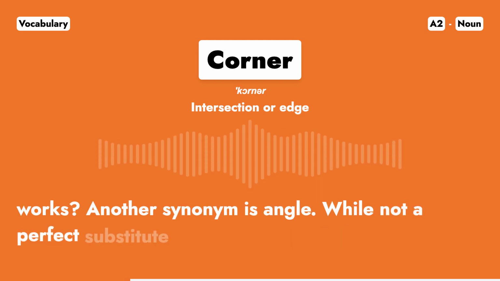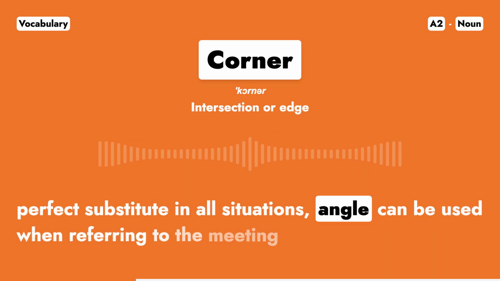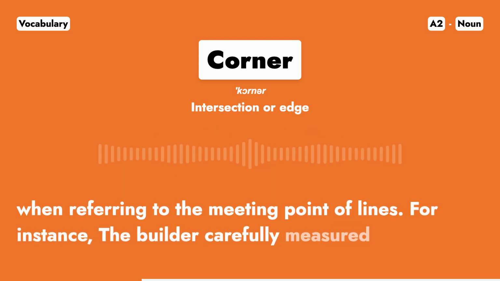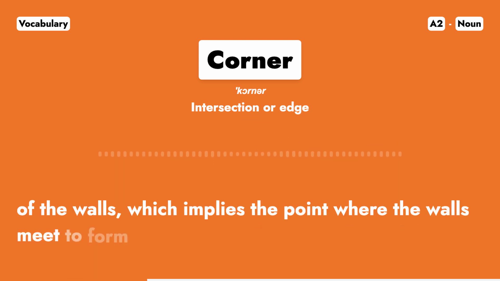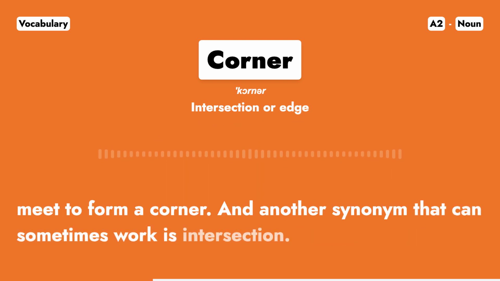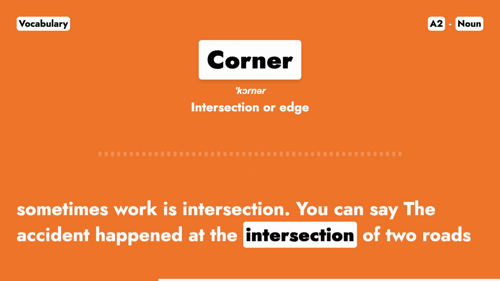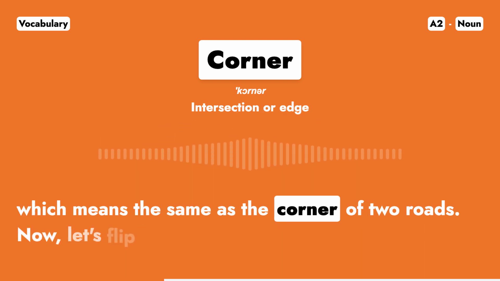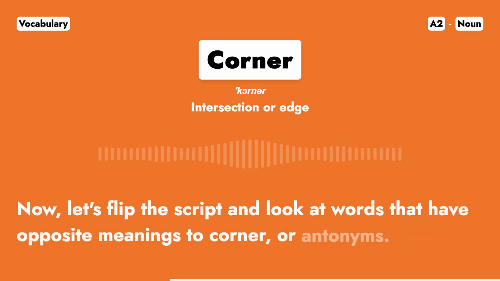Another synonym is angle. While not a perfect substitute in all situations, angle can be used when referring to the meeting point of lines. For instance, the builder carefully measured the angle of the walls, which implies the point where the walls meet to form a corner. And another synonym that can sometimes work is intersection. You can say the accident happened at the intersection of two roads, which means the same as the corner of two roads.